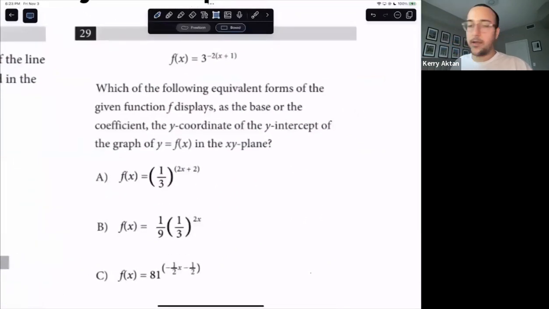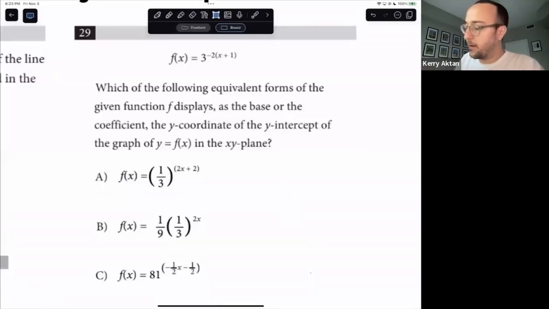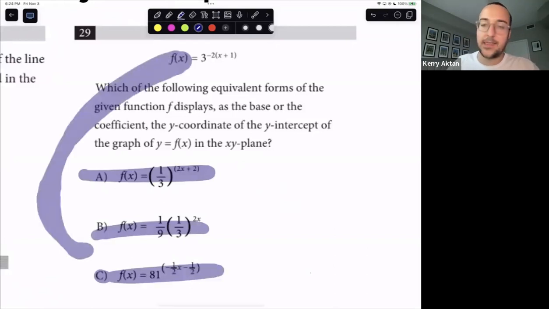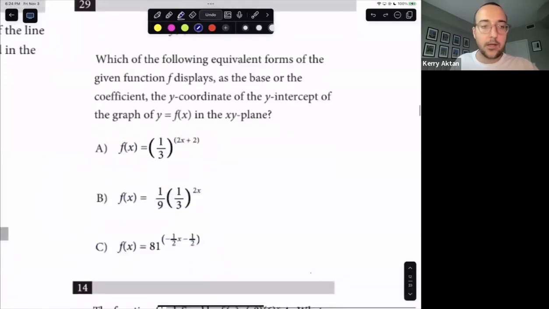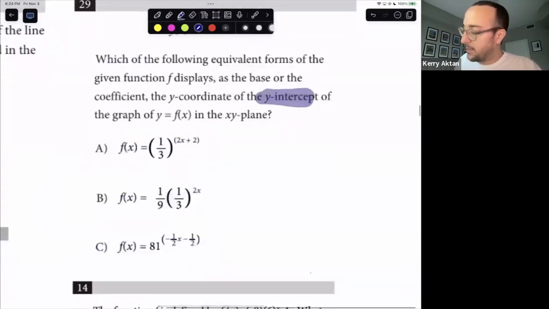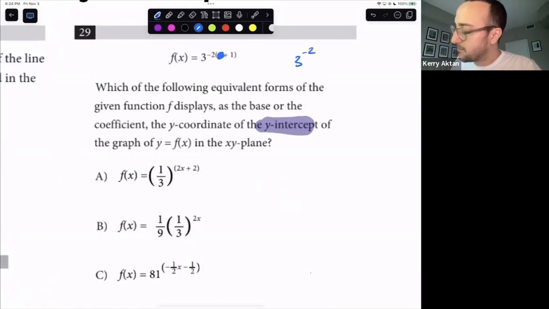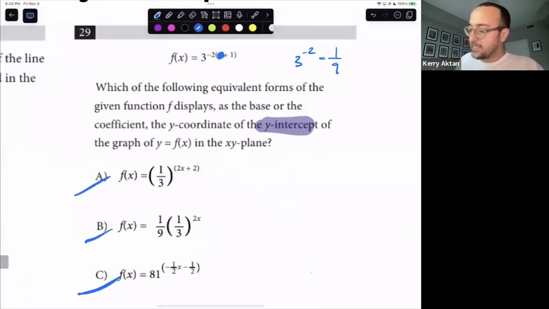Logan, again, you're right. You're so good at math, but the way that the SAT asks these questions is so weird. Again, every single one of these is equivalent to this. I promise they are. But what's going on here? Well, it's asking for the y-intercept. How do you find a y-intercept? Set the x to 0. So if this is really 0, I have 3 to the negative 2, and that's 1/9. In that case, which one of these forms displays that 1/9 as the initial?